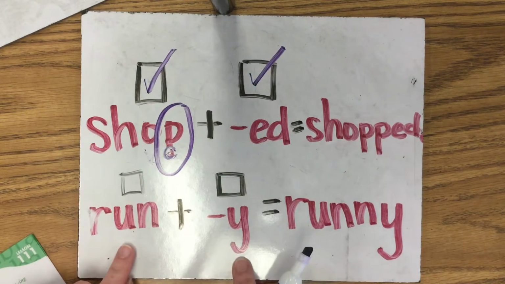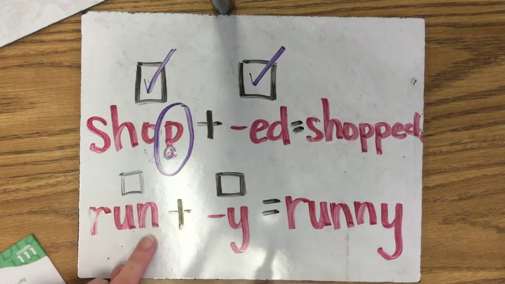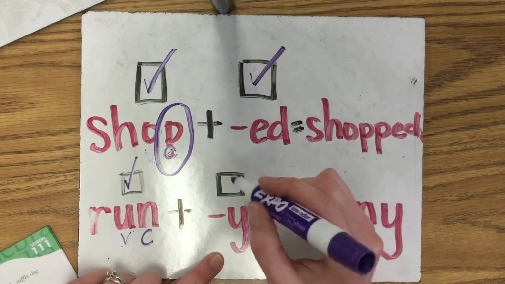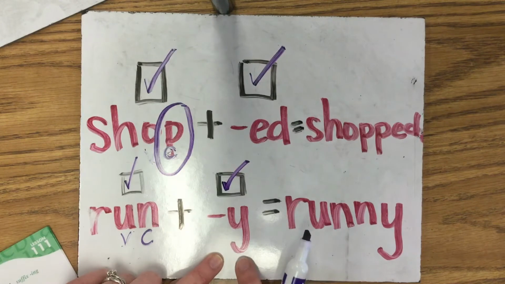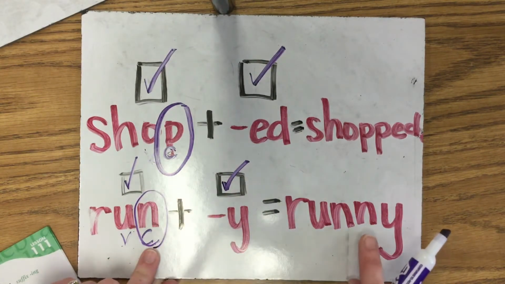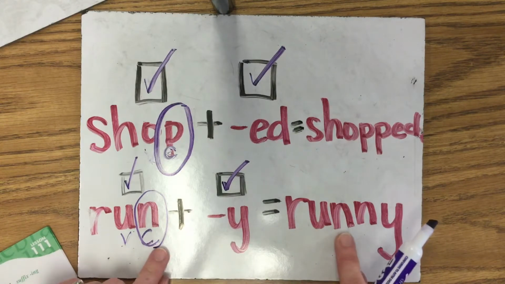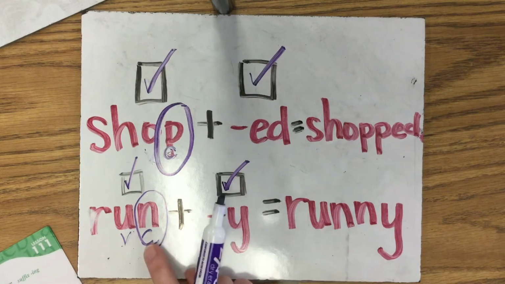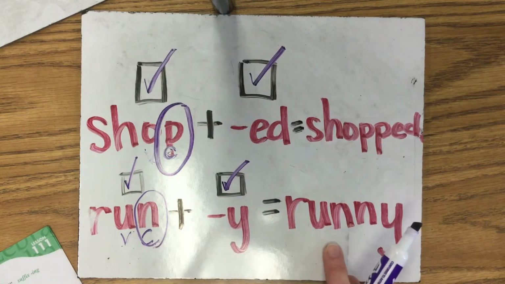Let's look at our second word. Do we have a vowel followed by a consonant? Yes, we do. We're going to put a check. Is suffix y a vowel suffix? Yes, it is. We're going to put a check. Two checks mean to double that final consonant. So I'll write run, add another consonant, and then stick on our suffix y. So it turns from run to runny. This is called the doubling rule.